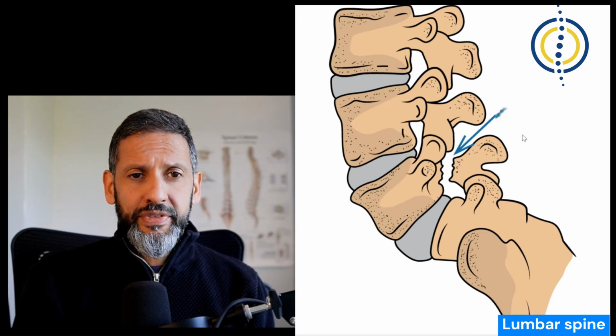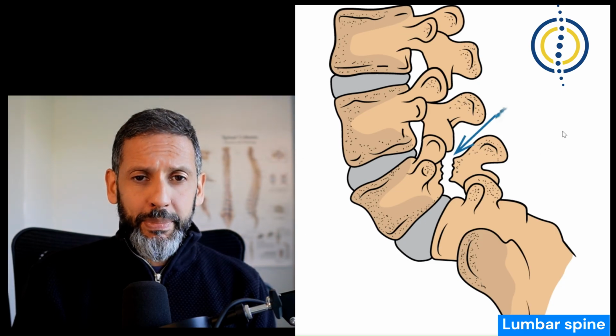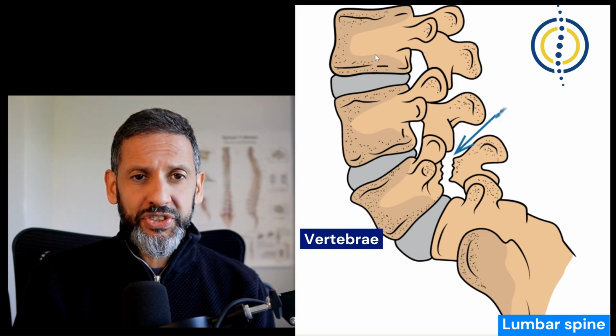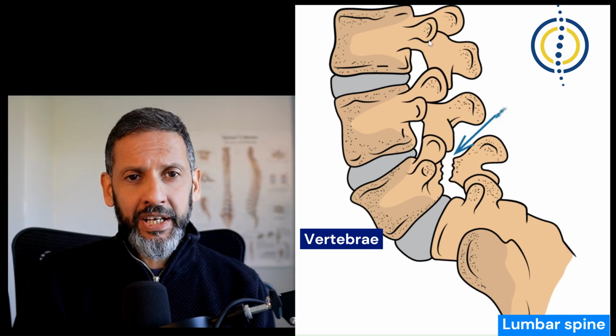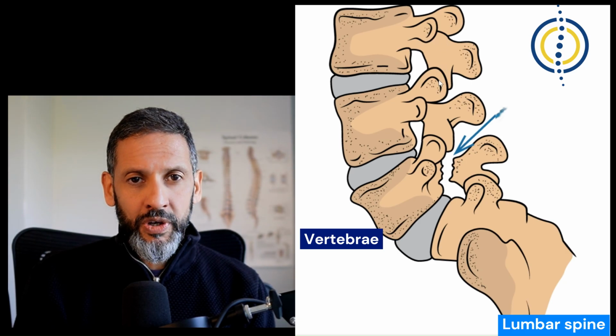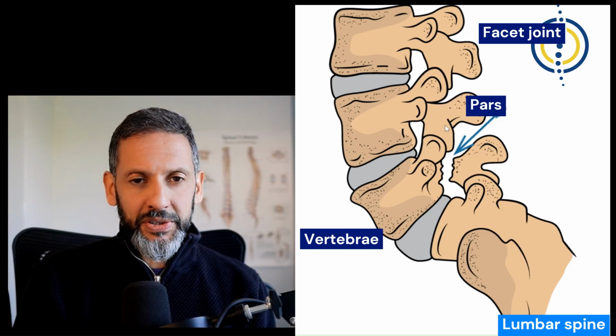Here's a picture of the lumbar spine, the lower back area. Here's the front. Here's the back. The spine is made of a stack of bones called vertebrae, which are cylindrical blocks of bone with an arch of bone at the back and an overhanging bit of bone connecting to the bone below, forming what we call the facet joint. The piece of bone between the two joints is known as the pars, and at this level here we can see a defect in the pars.